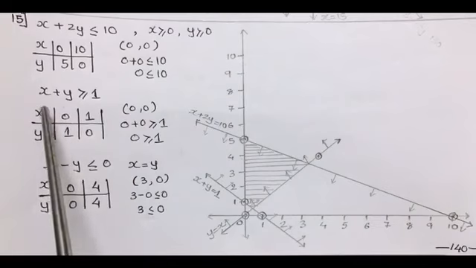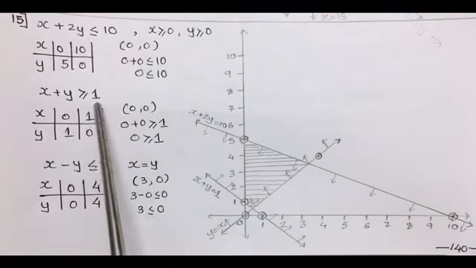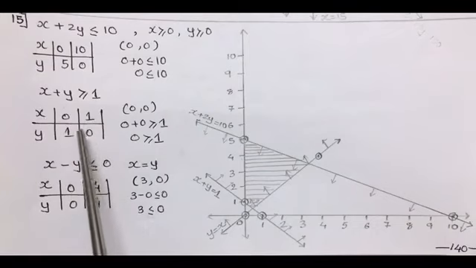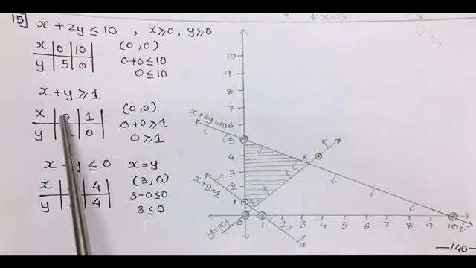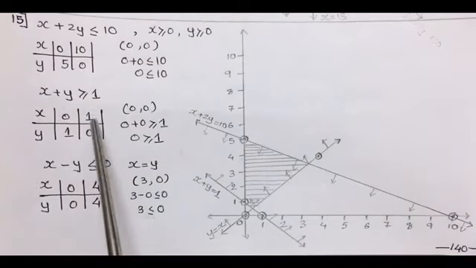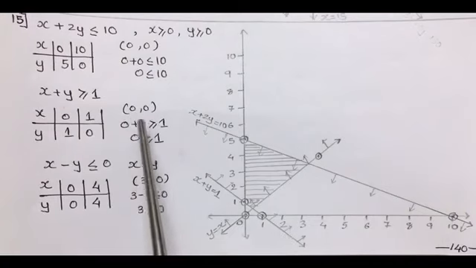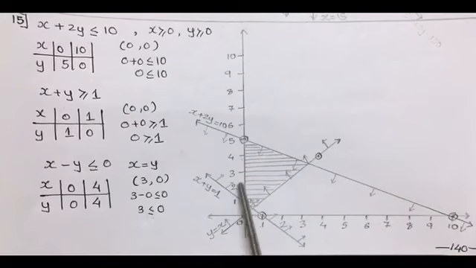Then for the second inequality, x plus y greater than or equal to 1, taking up the values of x and y as 0, 0, we get one of the points as 0, 1, another one is 1, 0. Plotting it on the graph, the line x plus y equal to 1 is this one. Taking up 0, 0 for checking the shaded region, 0 greater than or equal to 1 we got, which is not correct. Hence the opposite side is to be shaded for this line.